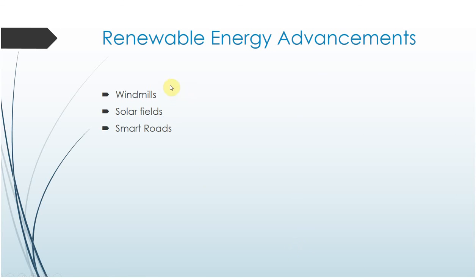Now, there are lots of advances right now, and I'm not going to get into all of them, but I will tell you the big ones are windmills and solar fields, solar panels in general. The good thing about windmills is once you put them up, they start collecting as soon as there's a breeze. And there are areas that have lots of wind. And so that works. The problem with windmills is they are kind of hard to maintain.